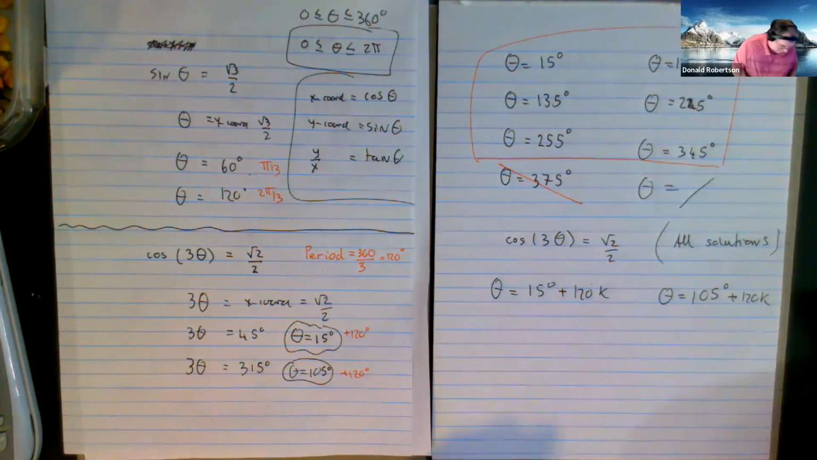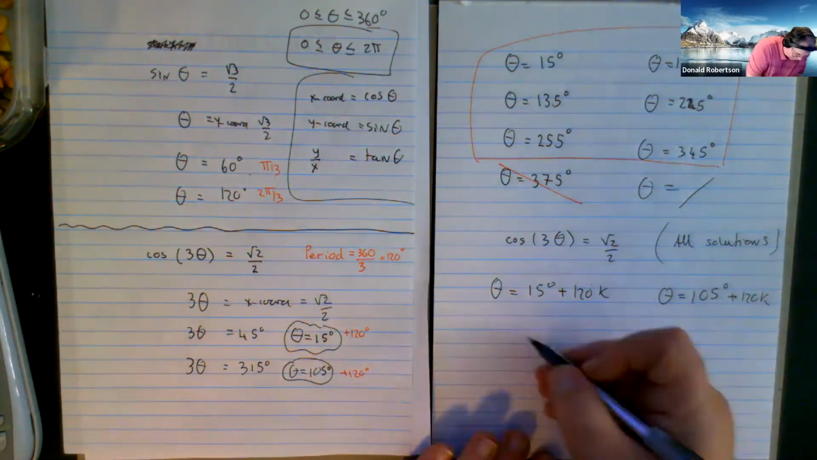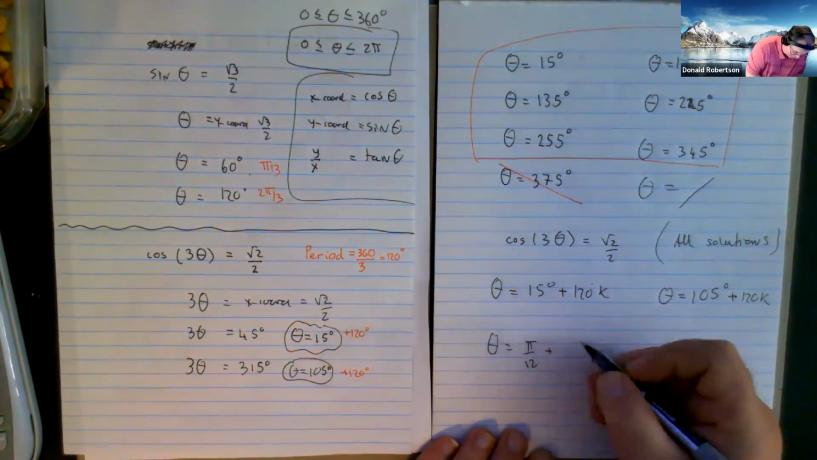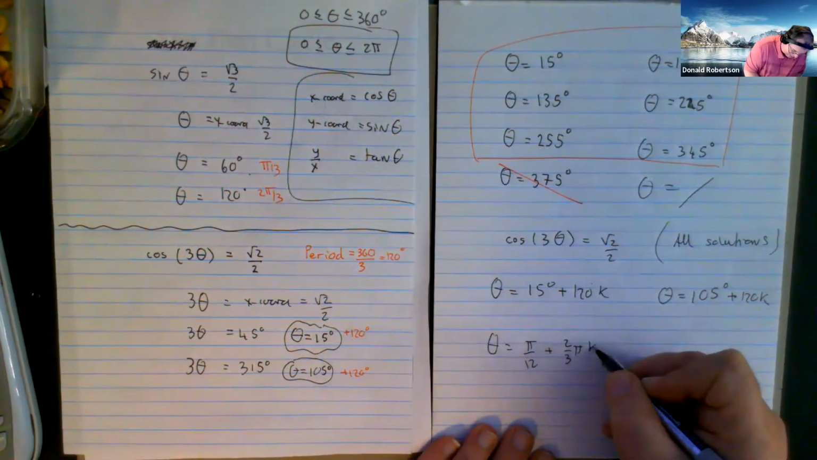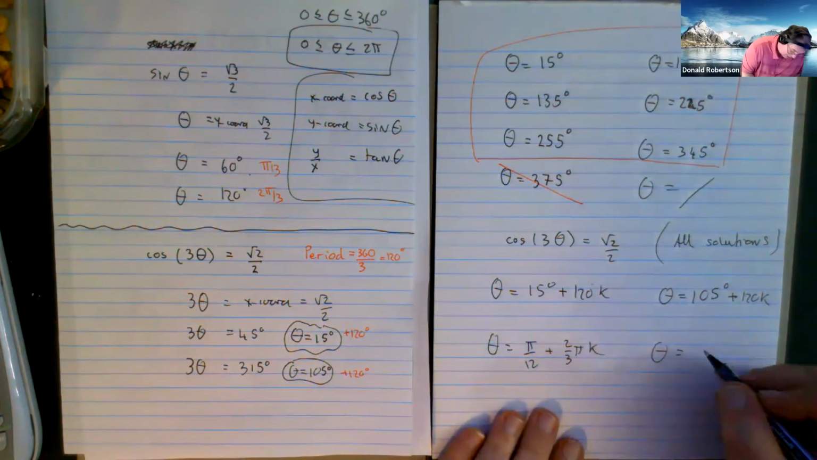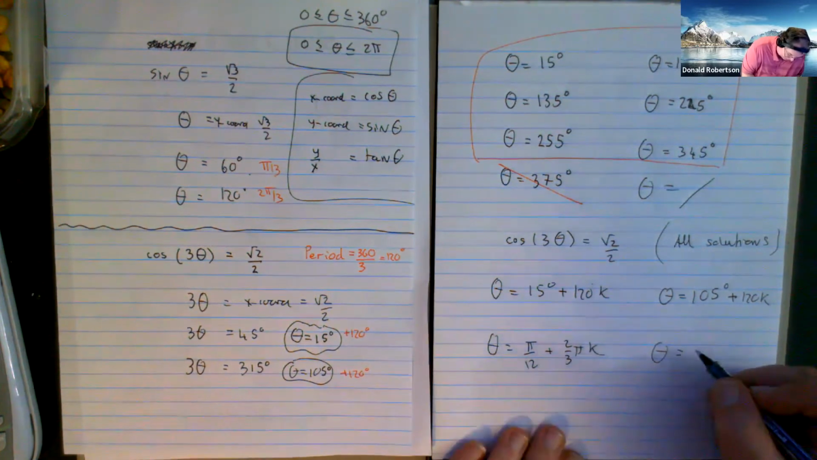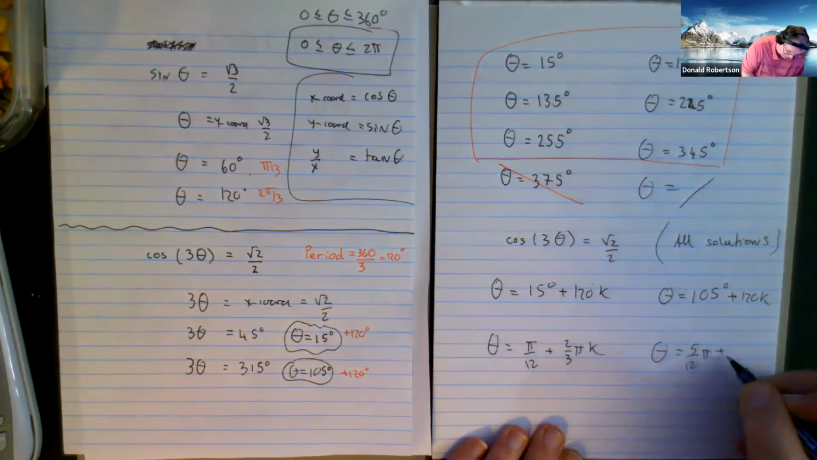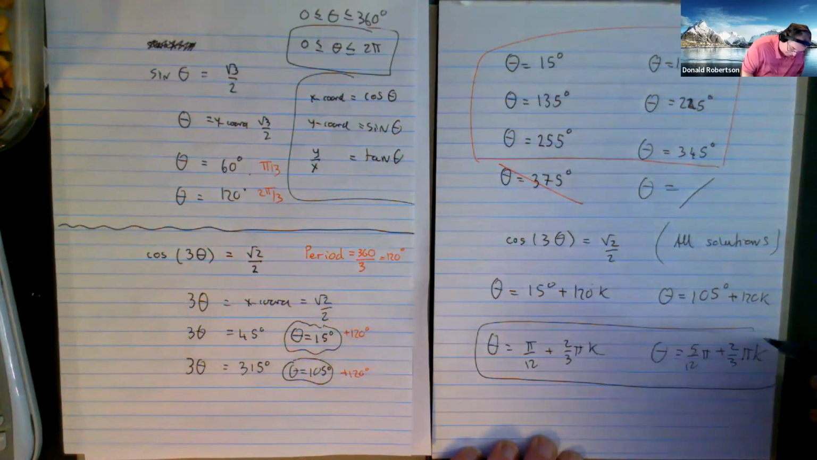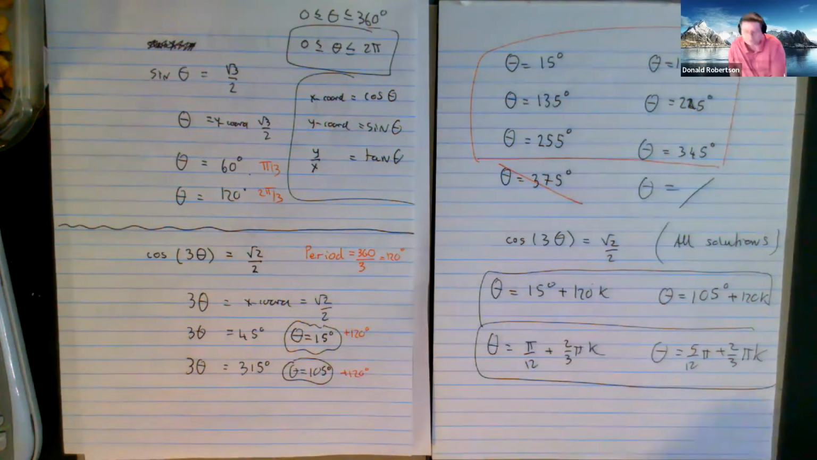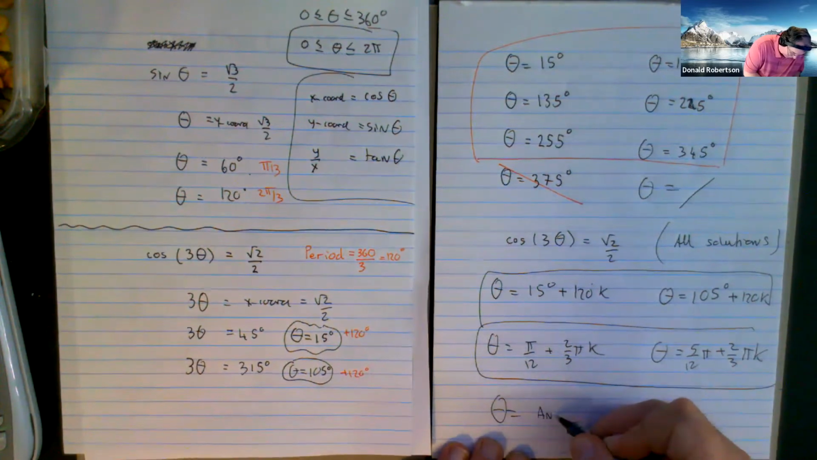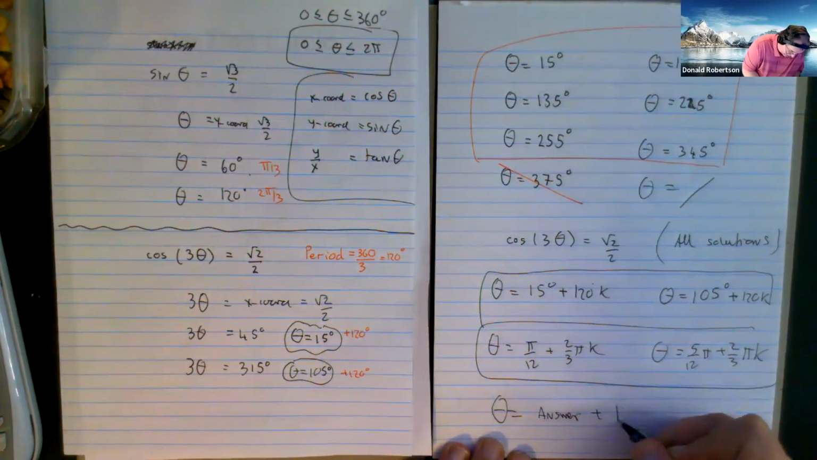Now, if you do it in radians, you would get answers like pi upon 12 plus 2/3 pi k. And this one would be 5/12 pi plus 2/3 pi k. So that's what the solution would look like if they wanted radians, and that would be all the solutions if you wanted degrees. The general version of that is the answer you got plus the period.